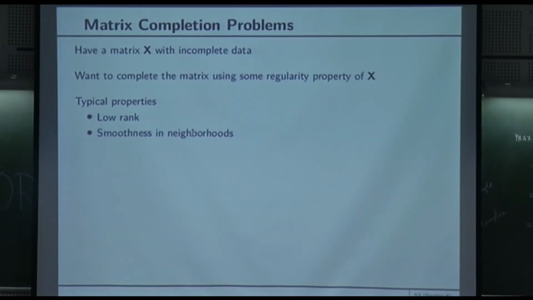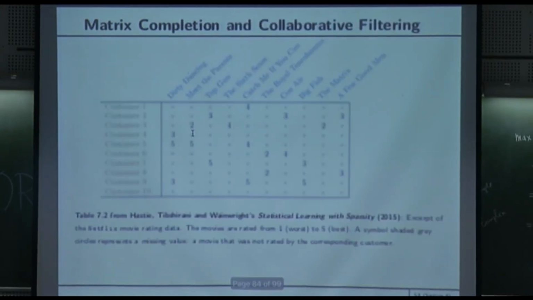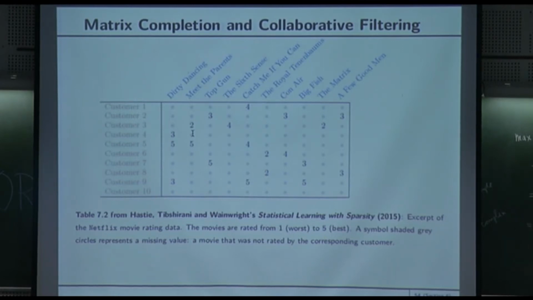So we want to complete this matrix using some regularity property. We will talk about different things that are there, different stories that are there. Here's one very big example, which is a table that has been taken from Hastie, Tibshirani, and Wainwright's Statistical Learning with Sparsity book. The excerpt of a Netflix movie rating data. The movies are rated from 1, which is worst, to 5, which is best. A symbol, a shaded gray circle, represents a missing value, a movie that was not rated by the corresponding customer. So for example, this customer rates only 1 movie, that customer has rated 3 movies, and so on.